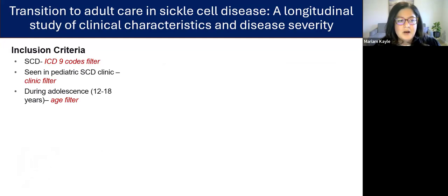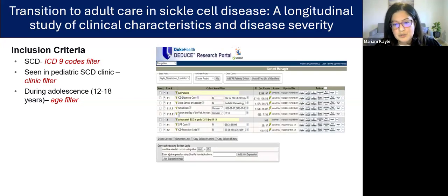Okay. So we included patients with sickle cell disease. At the time, Duke had a deduced database where I could query and pull patient records and apply filters. We wanted to include patients who had sickle cell disease initially based on ICD codes, who were then seen in the pediatric clinic, meaning that they were followed up in the pediatric clinic during adolescence. So we applied those filters and extracted records on 553 patients.